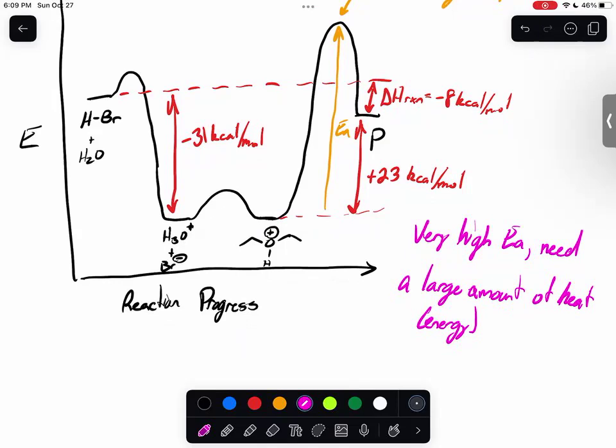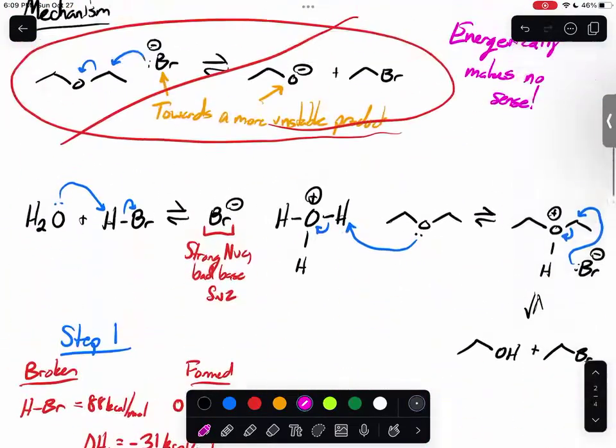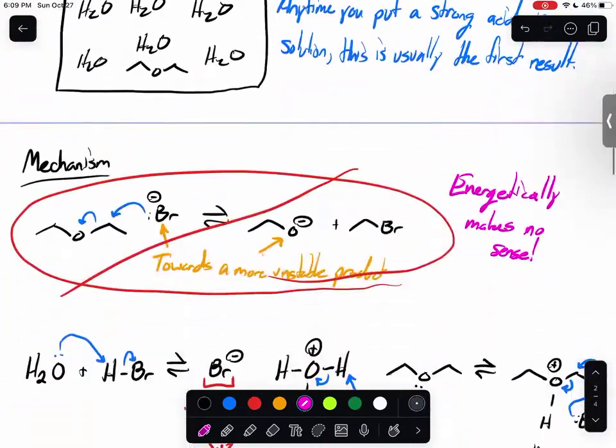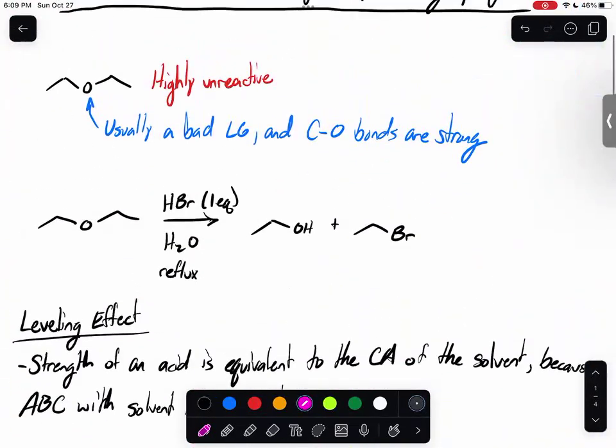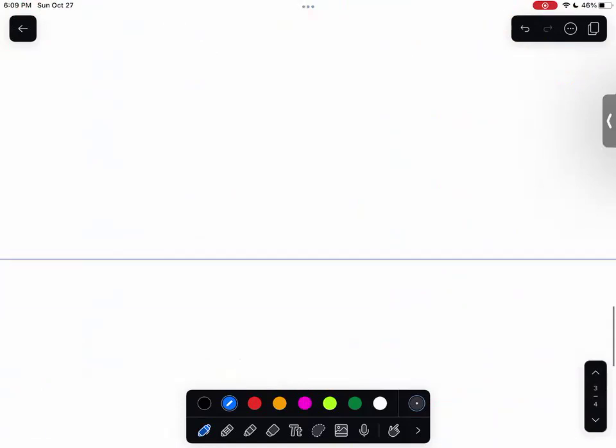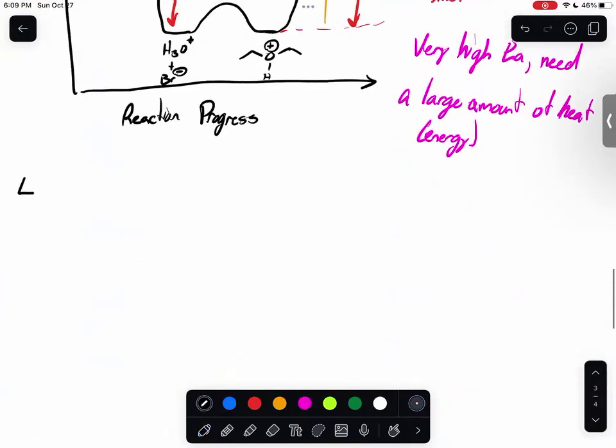Now, that being said, if we look at our original scheme up here, right? Where was it? It was right here. We said that there's the reflux, right? So that's what we need for the heat for this to go. But we only used one equivalent here. What happens if we use multiple? Well, essentially, excess acid means more cleavages.